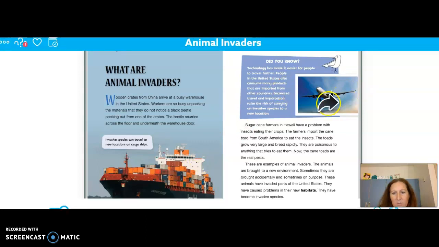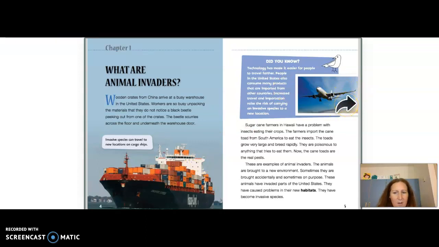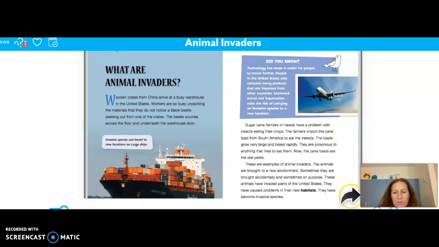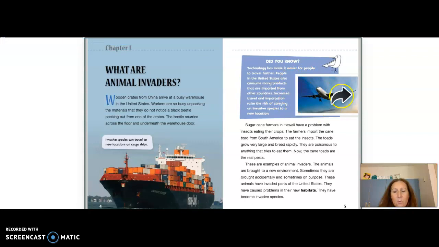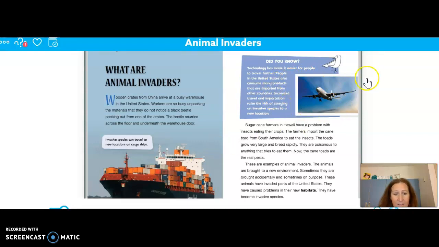I also see a picture of a plane here. So I'm also thinking, okay, somehow these plants and animals get on a boat or a plane, or they travel to a different ecosystem, a different part of the world, a different part of the country. When I'm previewing, I'm really going to read and look at these pictures.